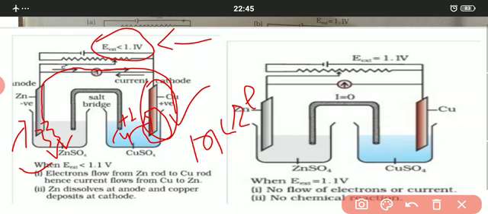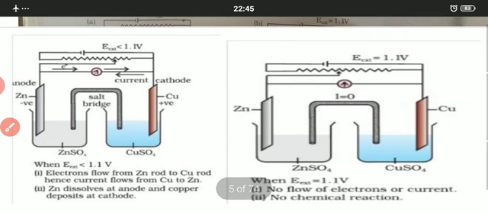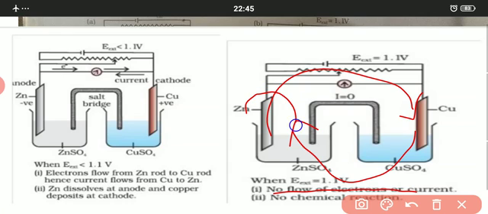Now if we have equal voltage, means external voltage is equal to 1.1 volt, then what happens? There is no flow of electron from zinc to copper or copper to zinc, so no change in chemical reaction as well as the amount of zinc and copper electrode remain the same.